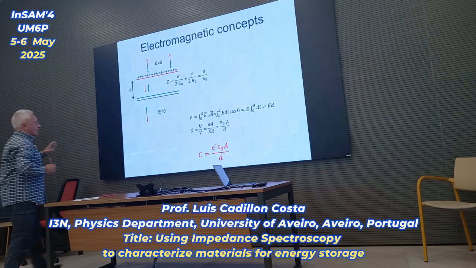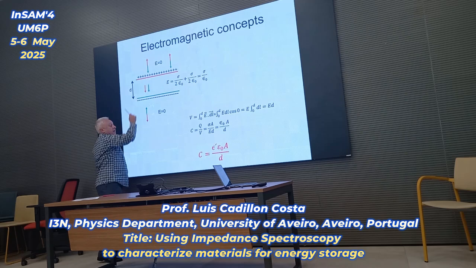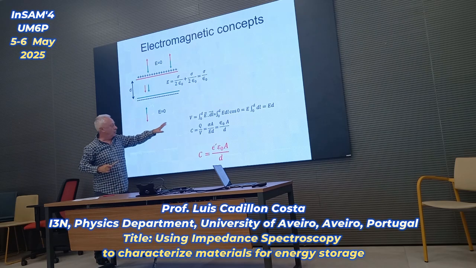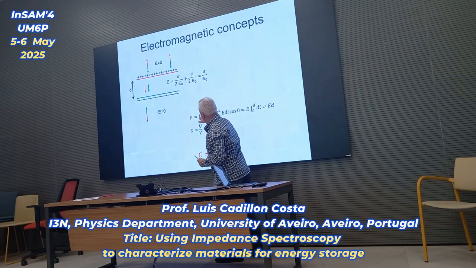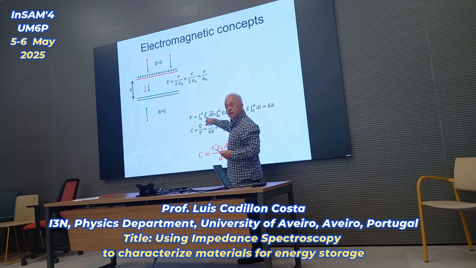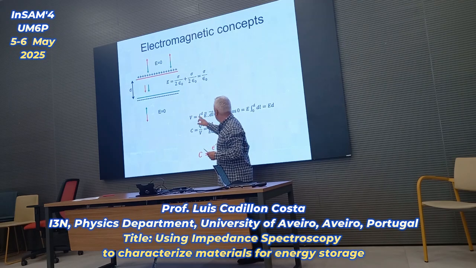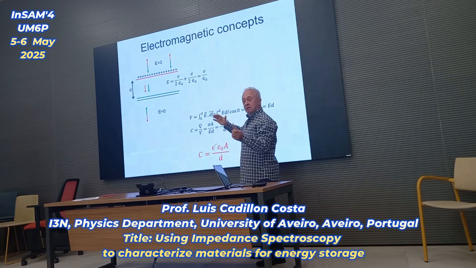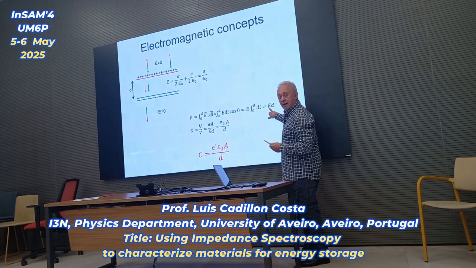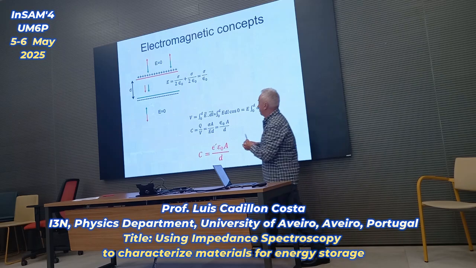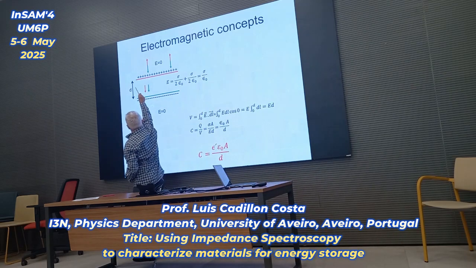So now we have to calculate the voltage between one plate and the other plate. We have this equation: the voltage is the integral of the electric field. And if this is constant, it is easy to take it outside, so it is very quickly E multiplied by D, because I'm integrating between 0 and D. D is the distance between the plates.